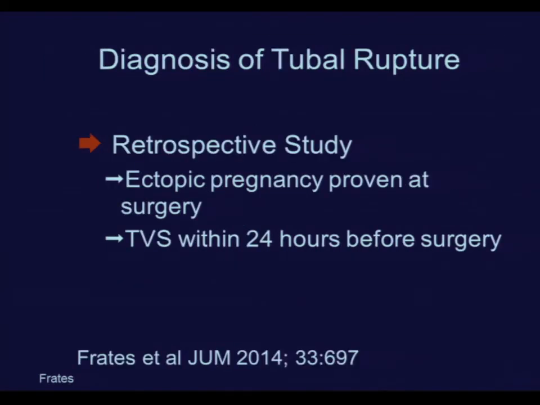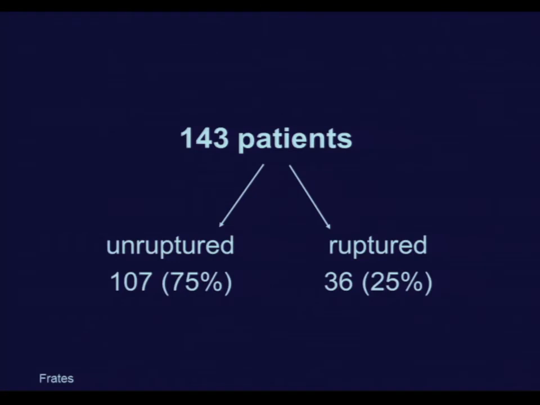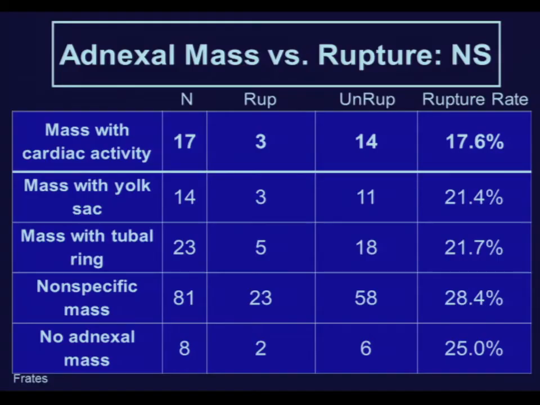We did a retrospective study looking at ectopic pregnancies proven at surgery in patients who had transvaginal sonography within 24 hours before surgery back in 2014. In this study, we had 143 patients who went to the OR. Of these, 107 or 75% were unruptured, and 36 or 25% had a ruptured tube at the time of surgery.